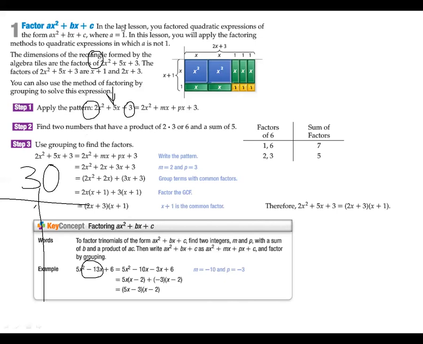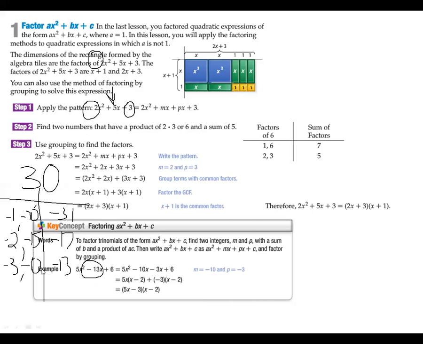Since the two factors have to multiply to a positive and add to a negative, they both have to be negative. You could do negative 1 and negative 30, which would be negative 31. That's not going to work. Negative 2 and negative 15, which add to negative 17. That's not going to work. Then you do negative 3 and negative 10, which gives you negative 13, and that's what we're looking for.